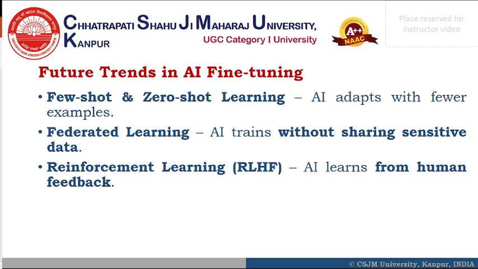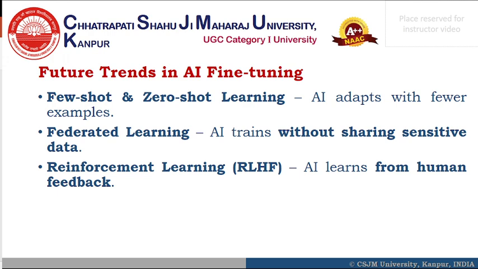Now, third one is reinforcement learning, that is AI learns from human feedback. This is called reinforcement learning. So generally chatbot is working on reinforcement learning.